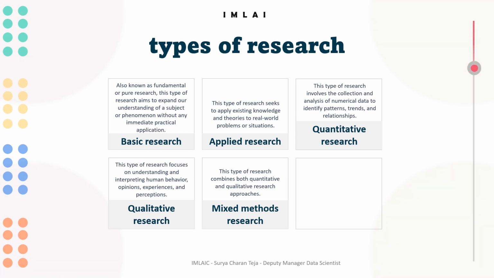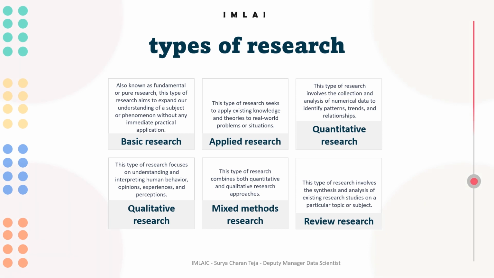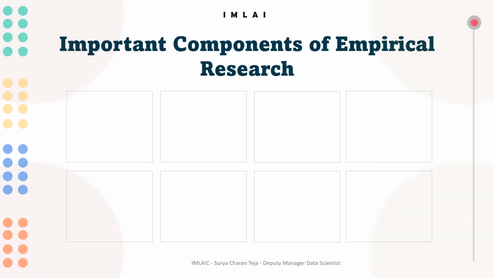So now let's look into the sixth one, which is review research. This type of research involves the synthesis and analysis of existing research studies on a particular topic or subject. It aims to provide a comprehensive overview of the current state of knowledge, identify research gaps, and suggest areas for future research. So that's our review research.